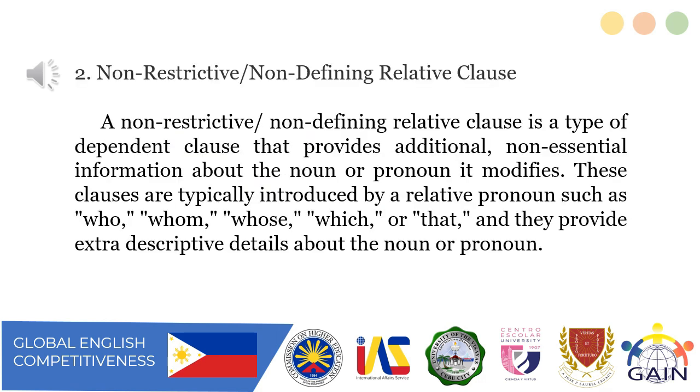Let us now move on to the second type of relative clause, which is the non-restrictive or non-defining relative clause. A non-restrictive or non-defining relative clause is a type of dependent clause that provides additional, non-essential information about the noun or pronoun it modifies. Even without this clause, the sentence will still make sense.